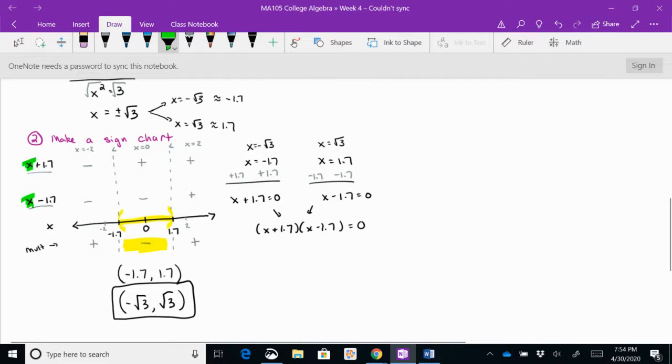Once you pick that number, you plug it in, and that tells you whether to write a plus or a minus, based on whether your answer is positive or negative. Does that help, or answer your question?